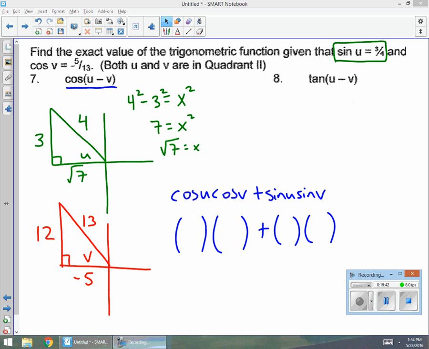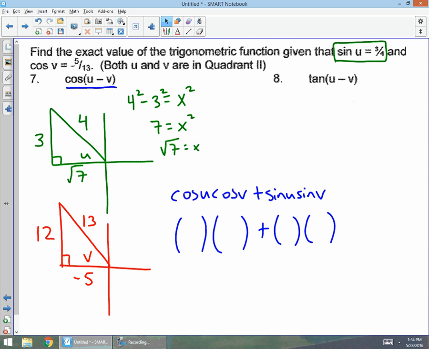Okay, so as we look at this now, we're going to go ahead and substitute in the values. For the cosine of u, that was the square root of 7 over 4. For the cosine of v, I'm going to change over to red here since I'm on the red triangle now. That was negative 5 over 13. Switch back to the green here. The sine of u was 3/4, and heck, they even told us that at the top there. Same with the cosine of v. Switch back to the red, and the sine of v would be 12/13.